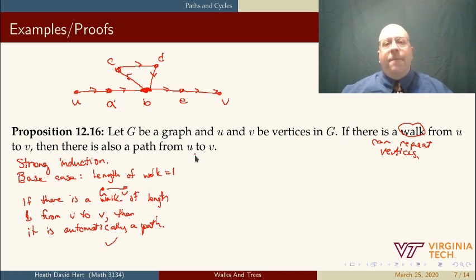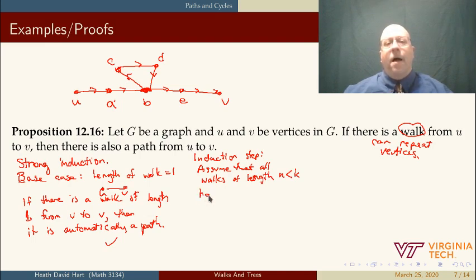In the induction step, we're going to assume that all walks of length less than K have a path. Let's say all walks of length less than K from U to V have a path from U to V.